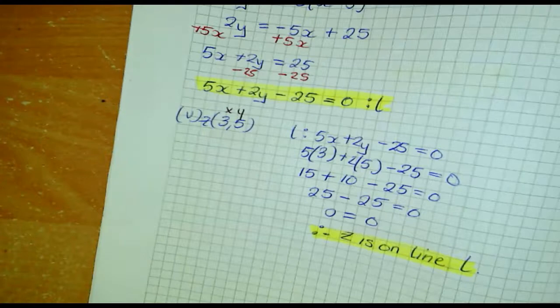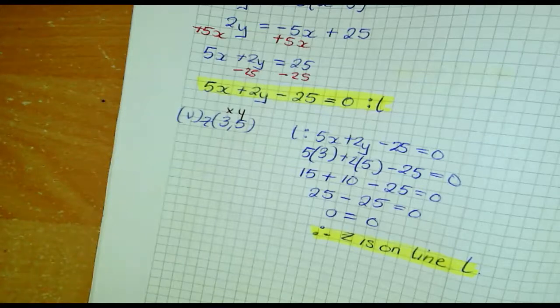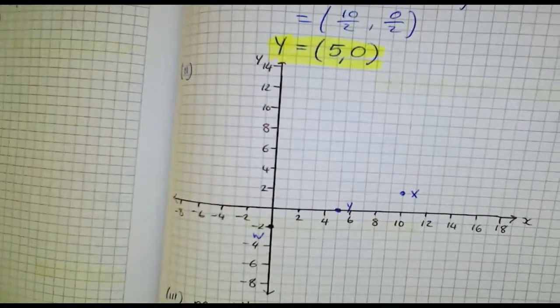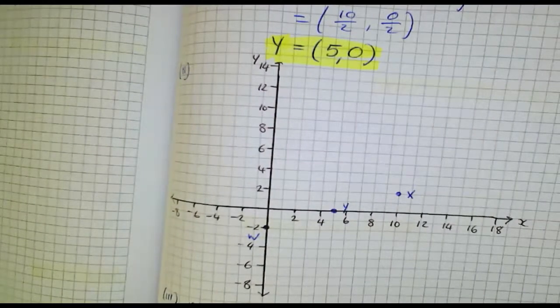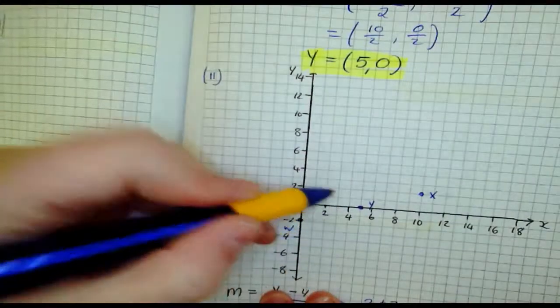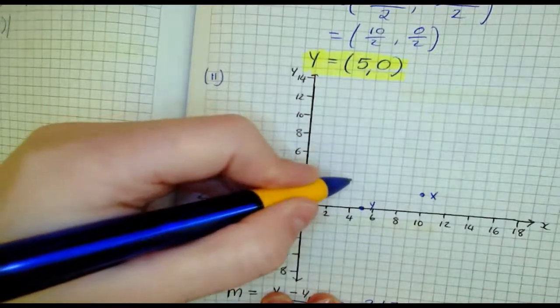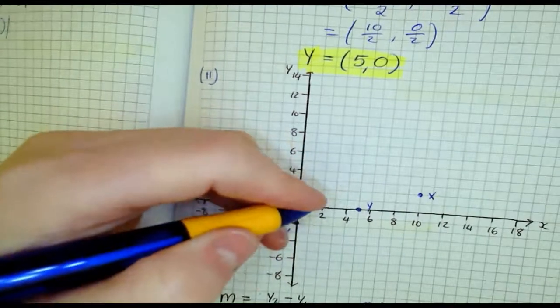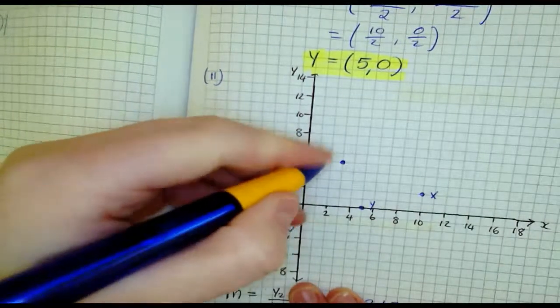And part 6 asks us to show the line L on your graph. So I know that L contains, going back here to my graph, the point Y, which we have plotted, and it also contains Z. We've just verified that, so Z is (3, 5). So if I plot my (3, 5), and that is point Z.